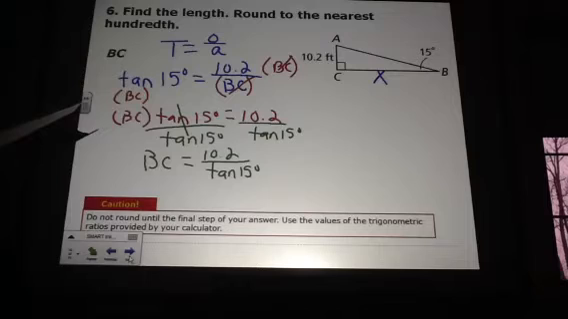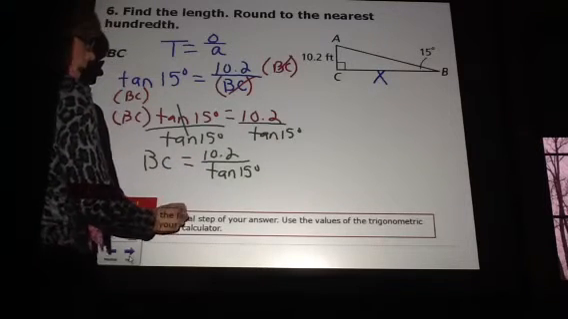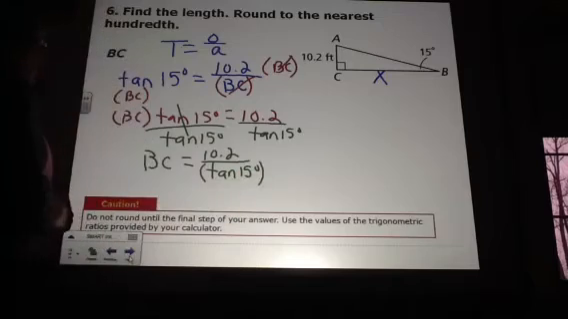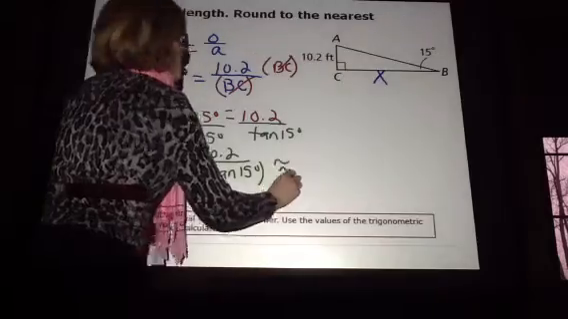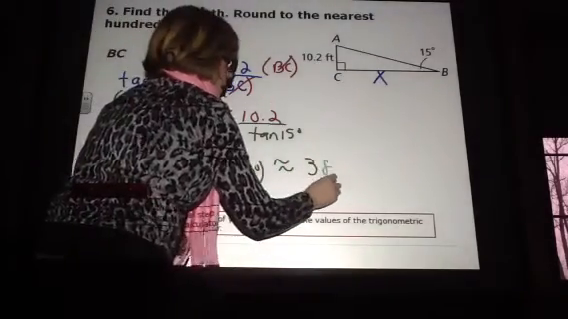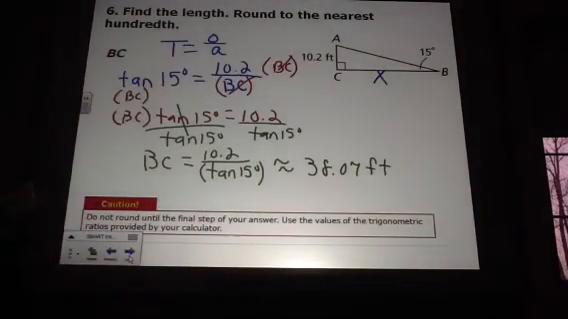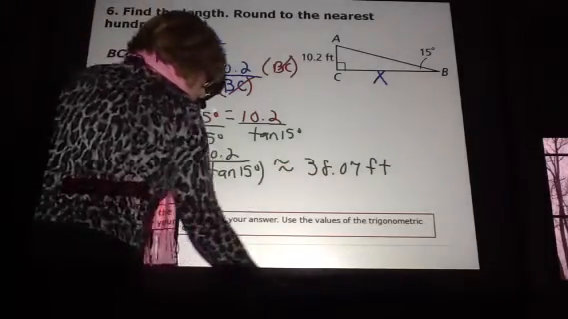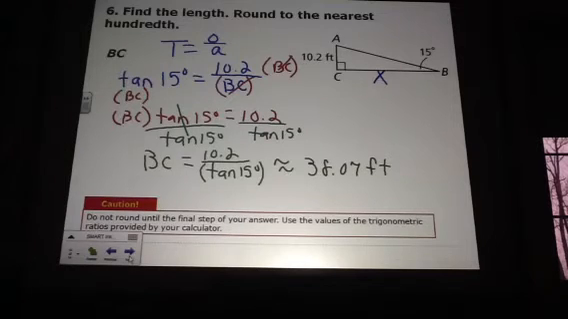So, with your calculator, key in 10.2 divided by, inside parentheses, the tangent of 15 degrees, and you're going to get approximately, we want to round to the nearest hundredth, 38.07 feet. Have to be as precise as possible. So if you're not coming up with what I'm getting here, make sure you see me in class because you should have exactly 38 and 7 hundredths.